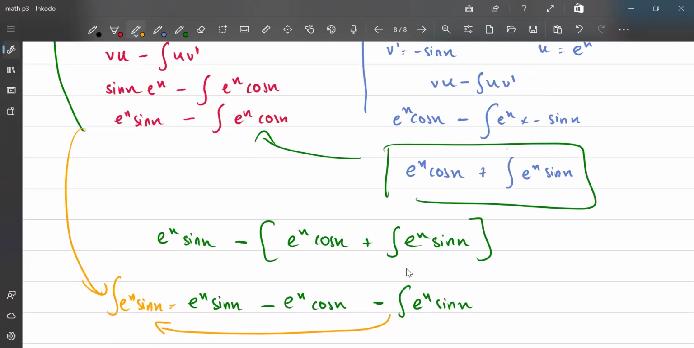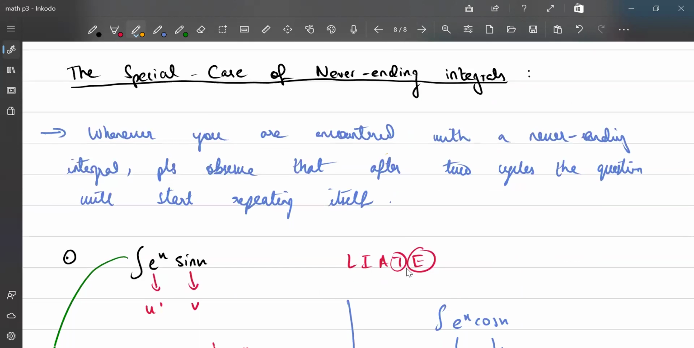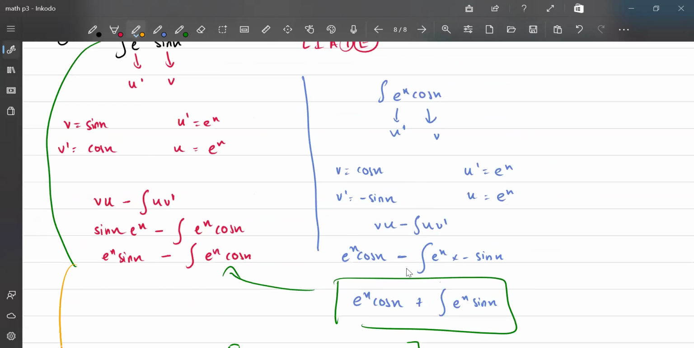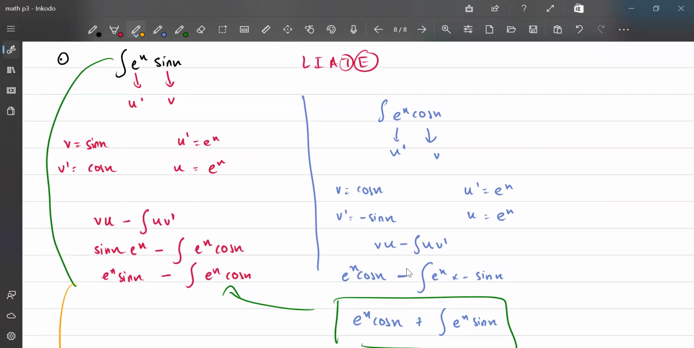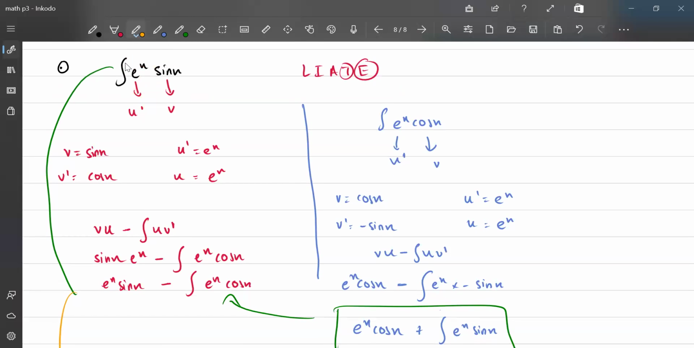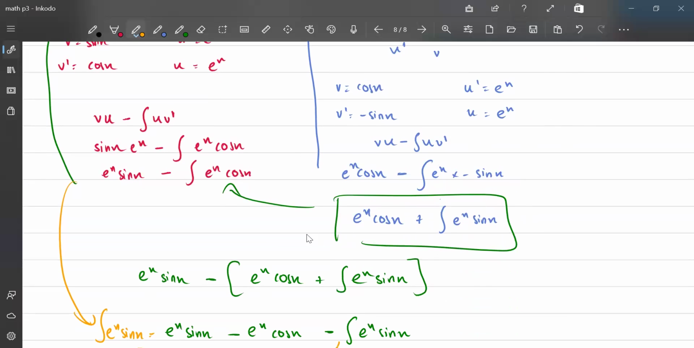Now let's recap what we did once again. The special case of never-ending integrals. What are never-ending integrals? Integrals which start repeating itself after 2 cycles. And what are those 2 cycles? First cycle, e^x cos x. And when we integrated this, another integral appears, which is exactly the same as the question. And if we integrate this again, we are going to be stuck in an infinite loop.